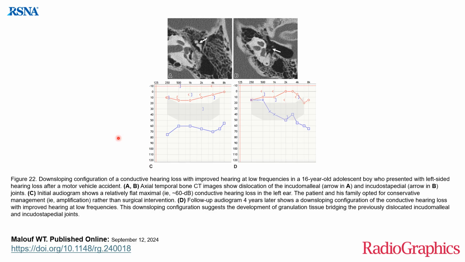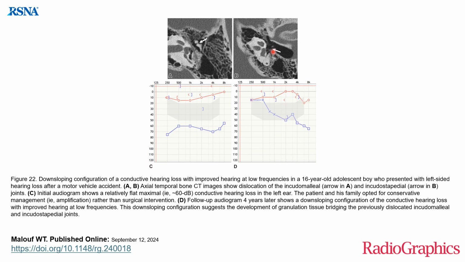This is a case of a 16-year-old boy who presented with left-sided hearing loss after an MVA. The initial audiogram demonstrated flat maximum conductive hearing loss, which would suggest a disruption in the ossicular chain, and CT at the same time demonstrated a gap between the malleus and incus, as well as a gap between the incus and stapes, suggestive of both dislocation of the incudomalleal joint and dislocation at the incudostapedial joint.